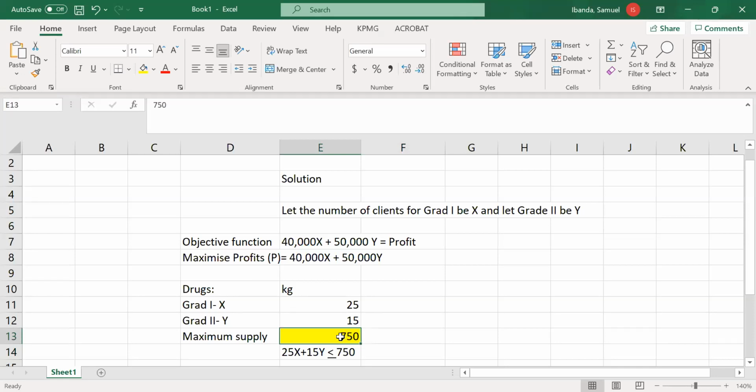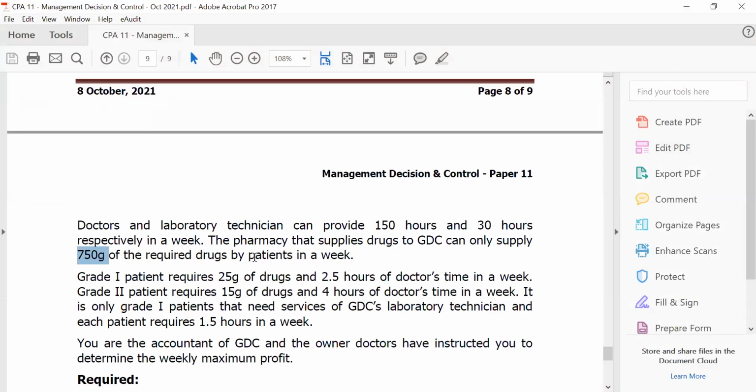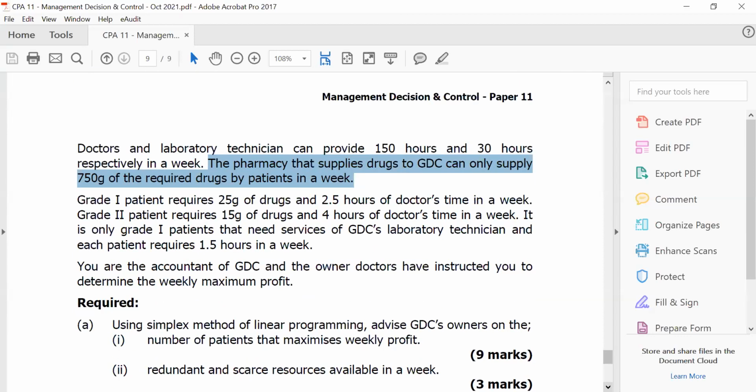If we are planning for our patients, we must not exceed the 750 kgs that we have in terms of the supply that is required in a week. So that's what they have told us. One of the things that you need to take into consideration is that they have given us the figures in a week, and what we are looking for is also in a week. The examiner may want to bring in confusion, where they give you something daily, and then you have to translate it into a week, or if they give you something monthly, then you have to bring it back down to a week. But most of the information they have given us is in a week.